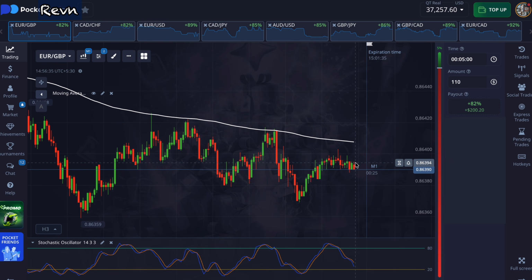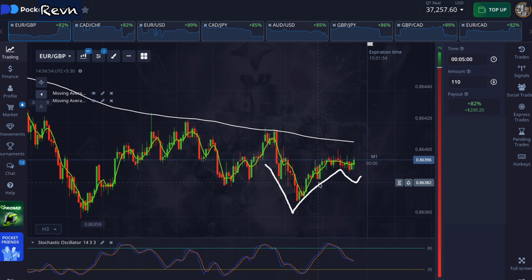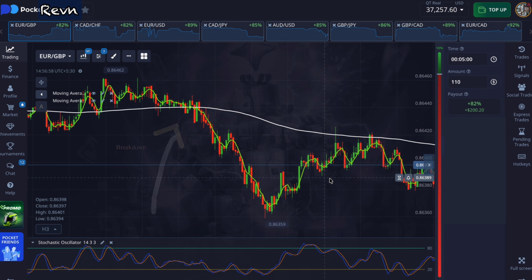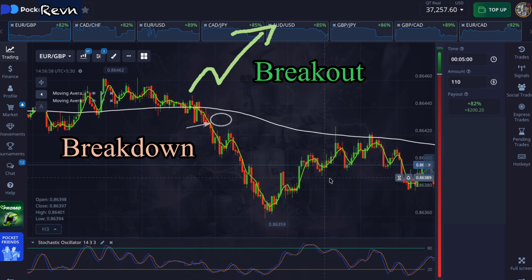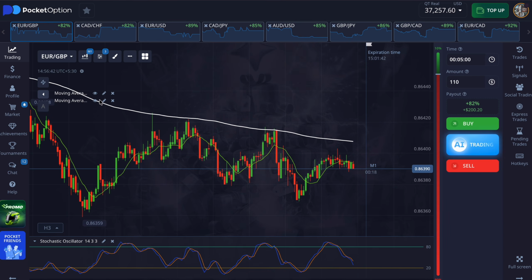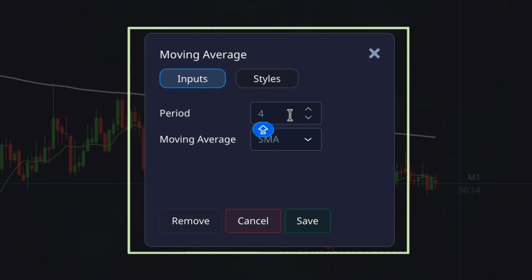Now, along with the EMA 200, let's add one more moving average. We will use this moving average whenever the two moving averages cross each other, as it can help us identify potential breakout or breakdown situations and shifts in market momentum. Here are the settings for the shorter period moving average.